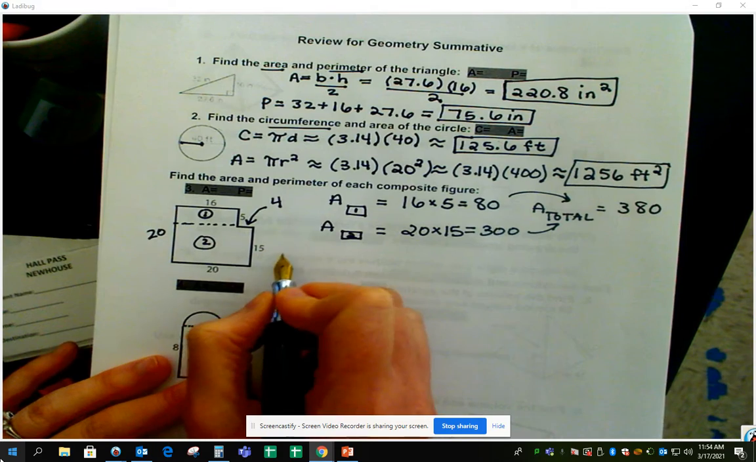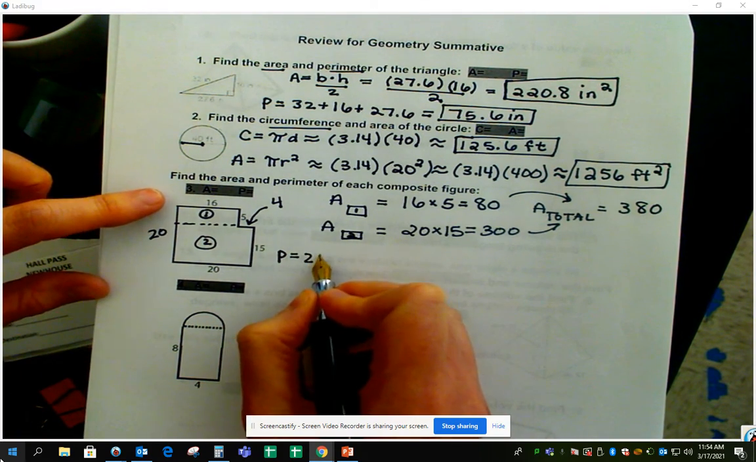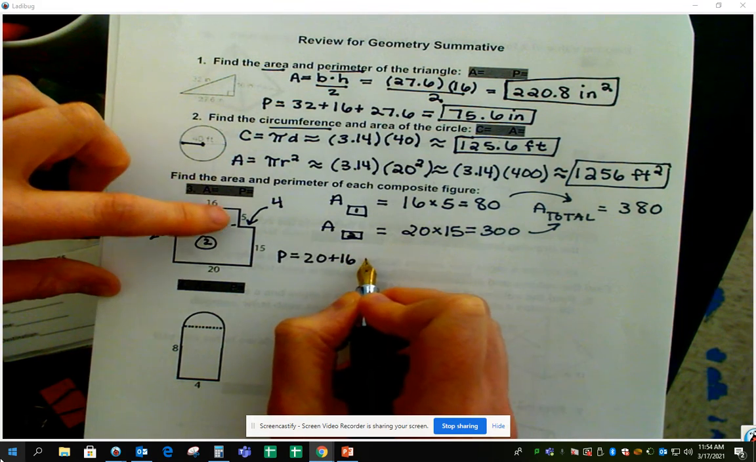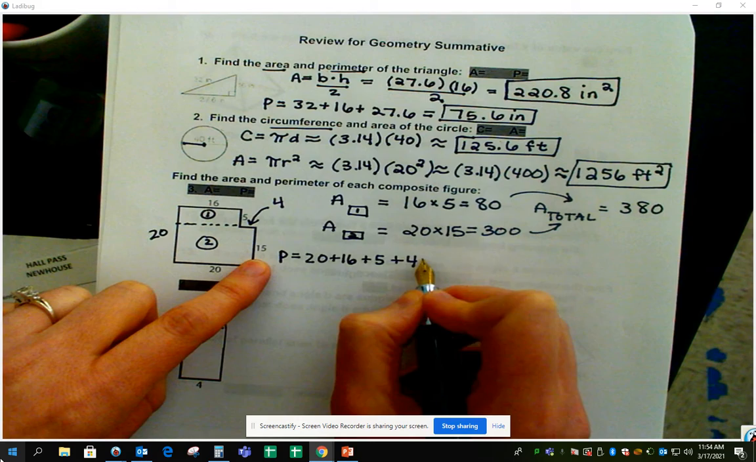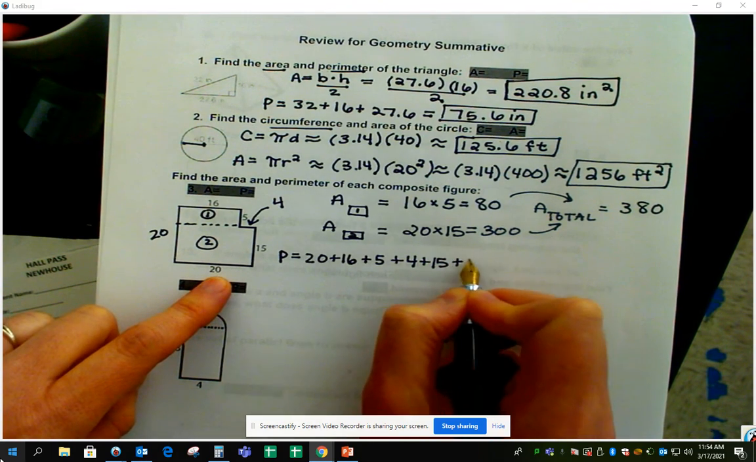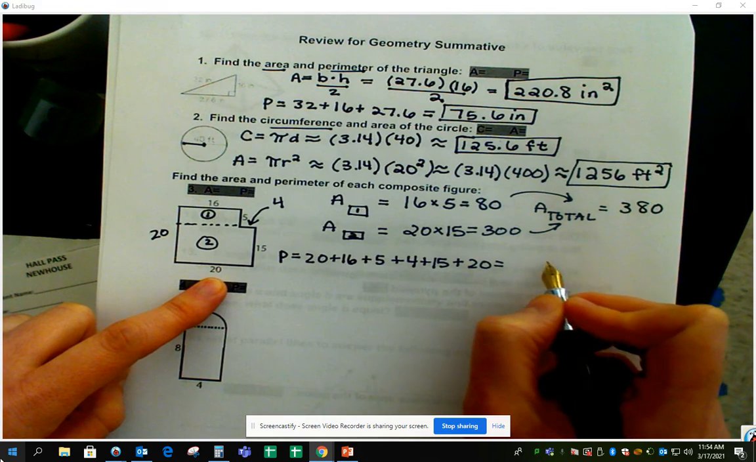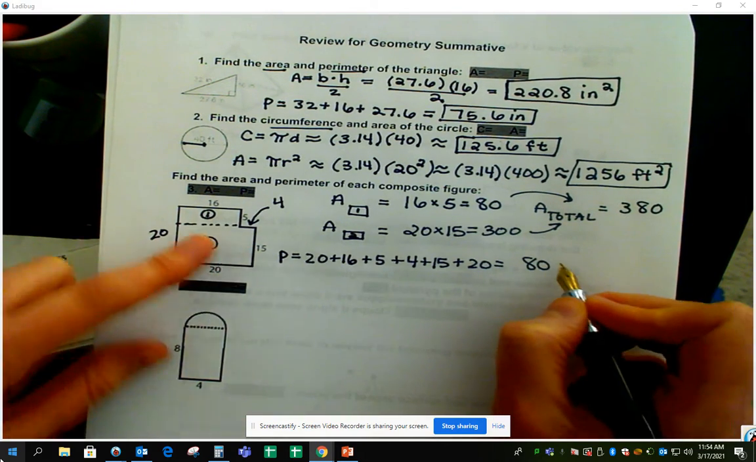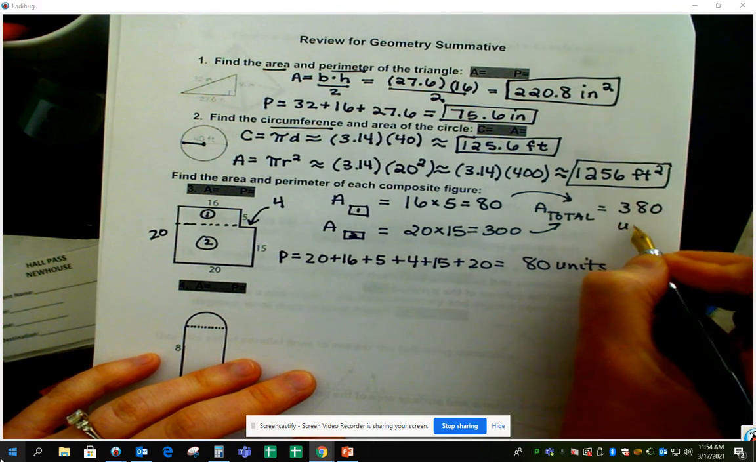Okay, for perimeter, I'm just going to add up all the sides. So I've got 20 plus 16 plus 5 plus 4 plus 15 plus 20 again, because this is also 20. When I add all those together, I'm going to get 80. And we don't have units here, but perimeter would just be plain units, and area would be units squared.